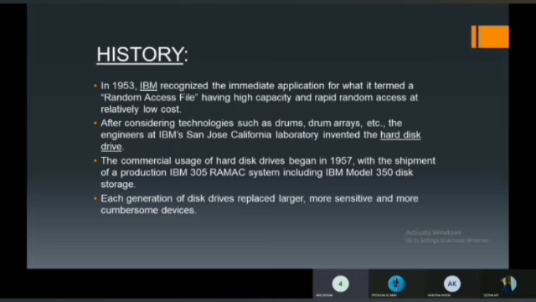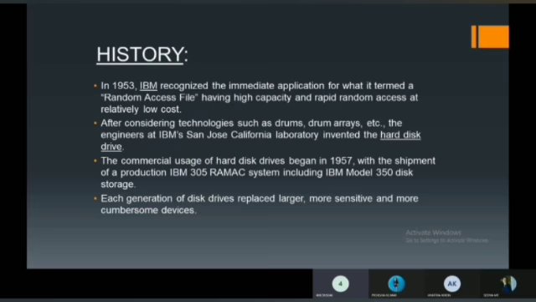The commercial usage of hard disk drives began in 1957 with the shipment of the production IBM 305 RAMAC system, including the IBM model 350 disk storage. Thus, the capacity of hard drives has grown exponentially over time. When hard drives became available for personal computers, they offered 5 megabytes of capacity.